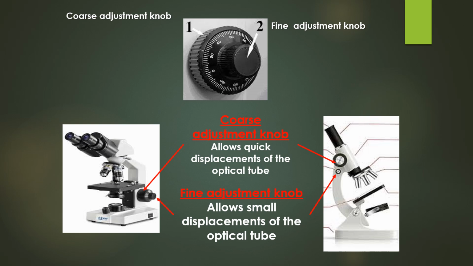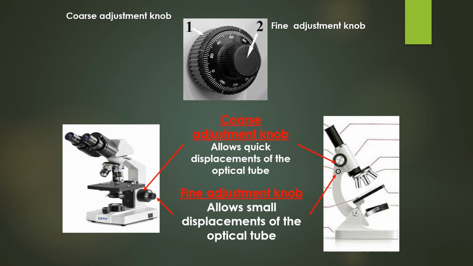Now we are going to talk about coarse adjustment knob and fine adjustment knob. This is the coarse adjustment knob. What is the role of the coarse adjustment knob? The coarse adjustment knob allows quick displacements of the optical tube. This is the fine adjustment knob. The fine adjustment knob allows small displacements of the optical tube. So here we have two kinds of adjustment knob, the coarse and the fine.